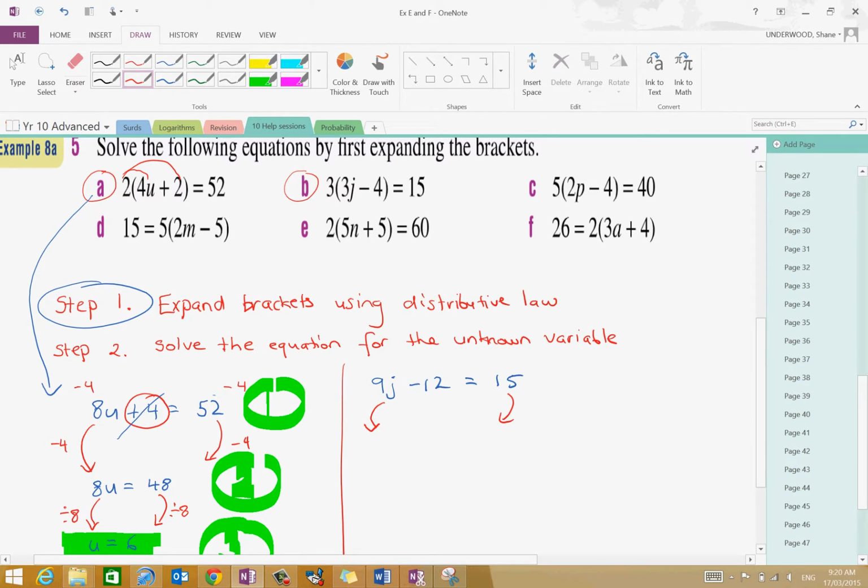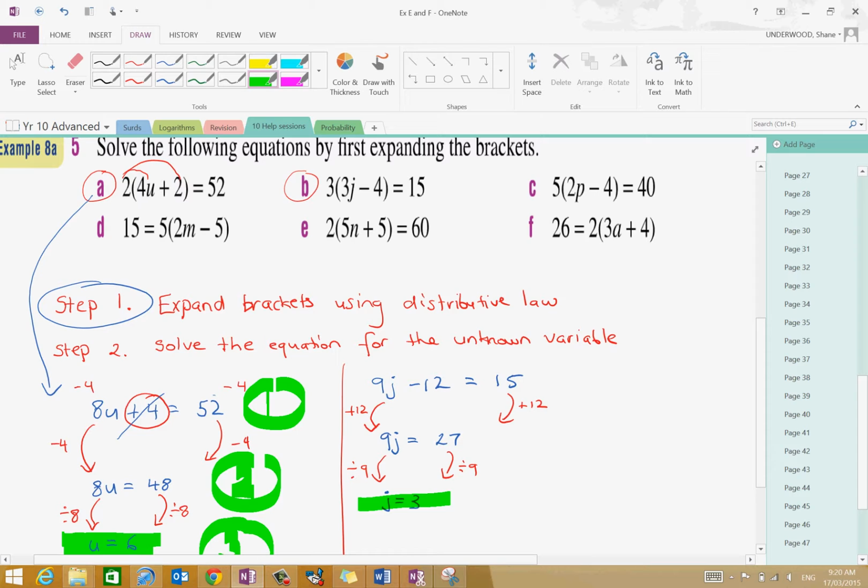Now what we want to do is look at this negative 12 and do the reverse operation or the inverse operation to both sides. So we're going to add 12 to the left, we're going to add 12 to the right. What is that going to give me? 9j is equal to what? 27. And we're then going to do the final step, which is divide this side by 9. Divide this side by 9 using the inverse of multiplied by 9, and that's going to give me j is equal to 3.